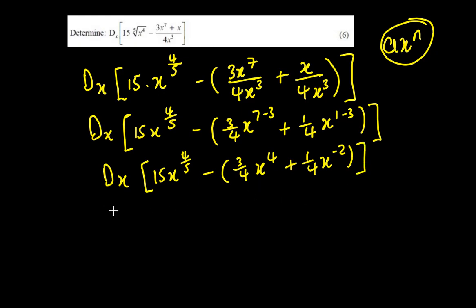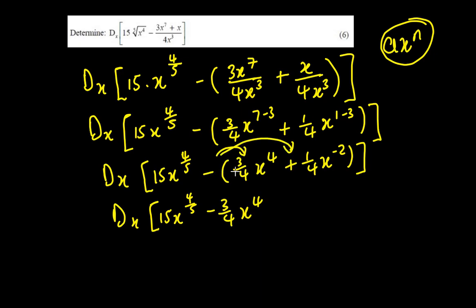Then now, as we continue to simplify, we're going to say we have 15 x to the power of 4 over 5, right? Then minus 3 over 4 x to the power 4. Then minus, remember the minus is just multiplying inside there. So negative times positive is negative. Then you have 1 over 4 x to the power negative 2. Okay? Then you have removed these brackets inside.